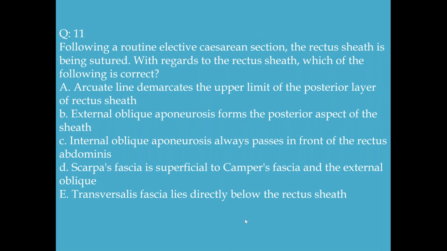Following a routine elective cesarean section, the rectus sheath is being sutured. With regard to the rectus sheath, which of the following is correct? A, arcuate line demarcates the upper limit of the posterior layer of rectus sheath. B, external oblique aponeurosis forms the posterior aspect of the sheath. C, internal oblique aponeurosis always passes in front of the rectus abdominis. D, Scarpa's fascia is superficial to Camper's fascia and the external oblique. E, transversalis fascia lies directly below the rectus sheath.